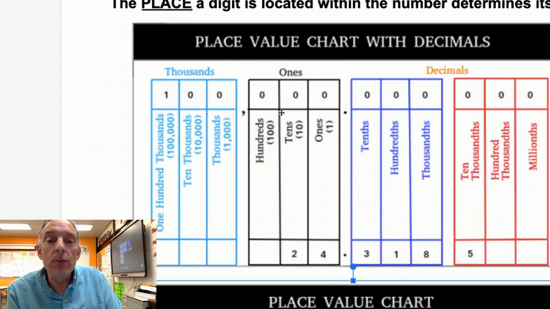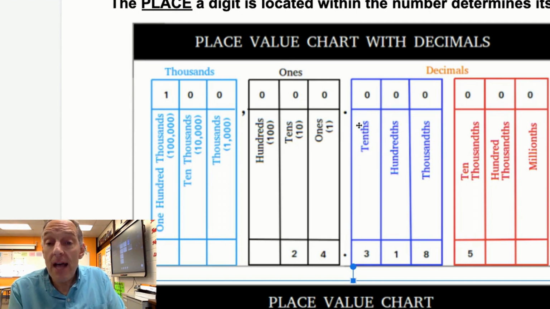Now, what's interesting is when you cross over that decimal point and you get into the decimal values or fractional values, you'll notice that there's not a ones column. It starts with tenths. And I'd be really curious to see if anyone knows or can explain why that's the case. How come there's no ones after the decimal point, but it starts with tenths? And then it goes to hundredths and thousandths. And the further away you go from the decimal point, the smaller the number is.